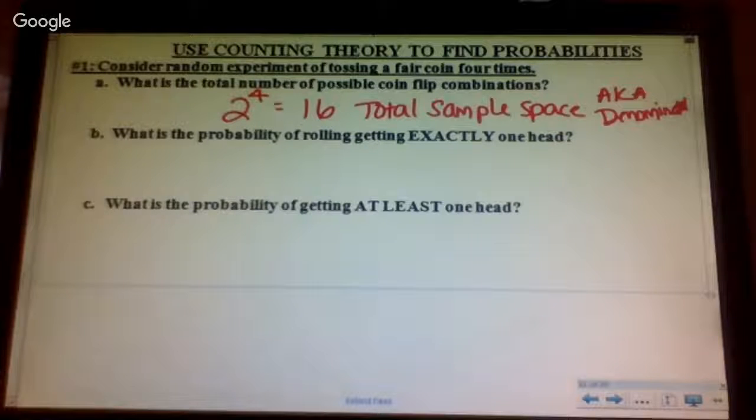Okay, that's everything included. What's the probability of getting exactly 1 head? Again, does it tell me where the head has to go? No. So is that permutation or combination? Combination. Okay, exactly 1 head. How many times am I flipping my coin? 4. How many heads do I want? 1. 1 out of 16.